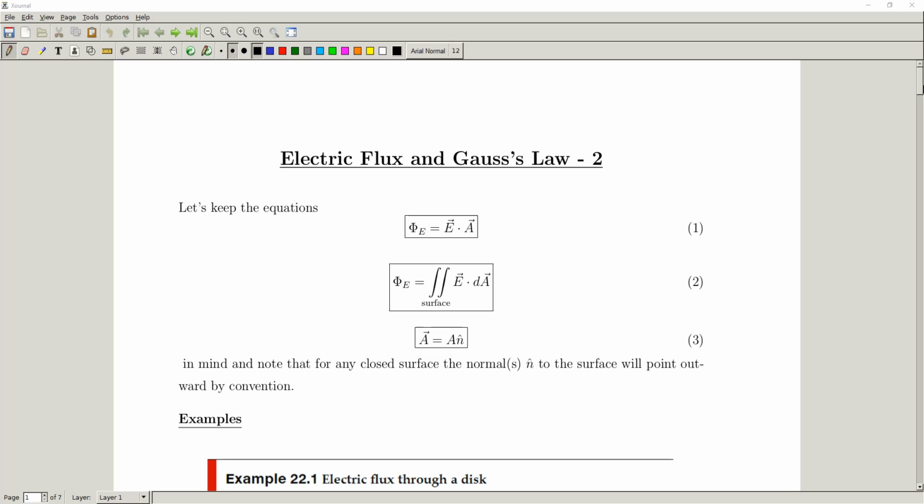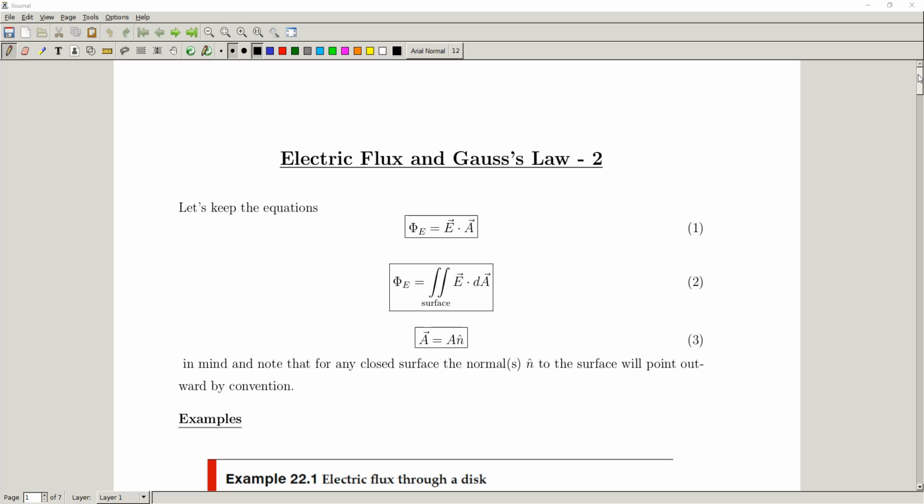Alright, this is going to be our second video in our electric flux and Gauss's law series, and in this video we're going to look at a number of examples. Actually, the whole video is going to be devoted to looking at several examples of calculating electric flux through a variety of different surfaces. So we're going to do the three examples from the textbook.